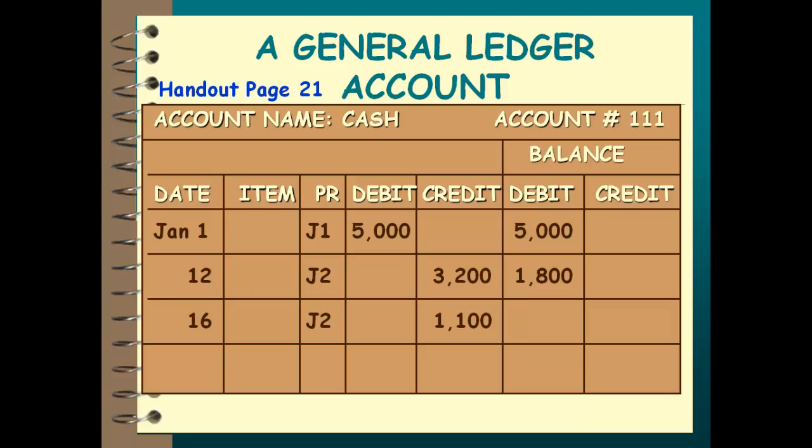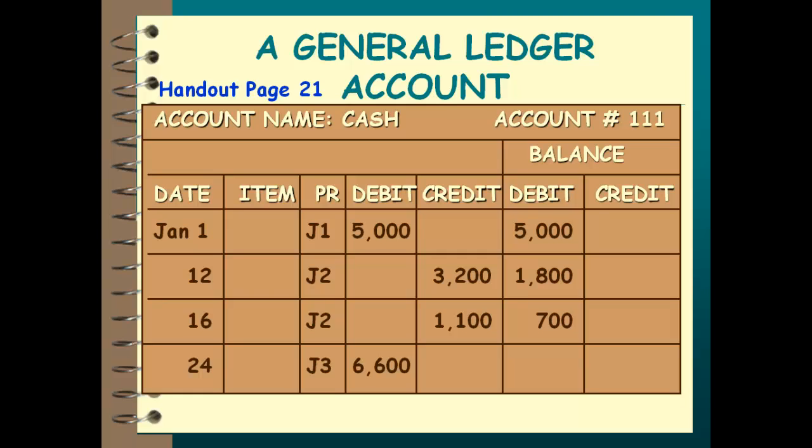Next one's an $1,100 credit. $1,800 debit balance, $1,100 credit entry. Same side or opposite side? Opposite. Okay, opposite side. Add or subtract? Subtract. We get $700. That new balance is a $700 debit. Why? Because the $1,800 debit's bigger than the $1,100 credit.